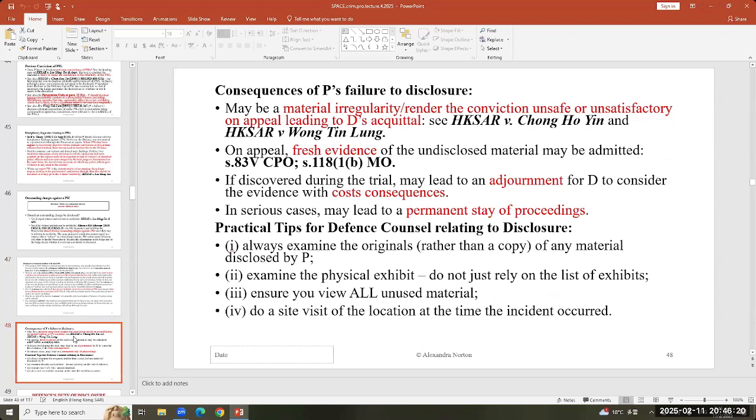So, a couple of consequences of a failure to disclose obviously could lead to an acquittal. But let's say evidence has subsequently come to light that was not introduced in the original trial, then it could always be asked that fresh evidence is introduced on appeal. There is this provision in Section 83V of the Criminal Procedure Ordinance, as well as under the Magistrates Ordinance, for fresh evidence to be introduced on an appeal.